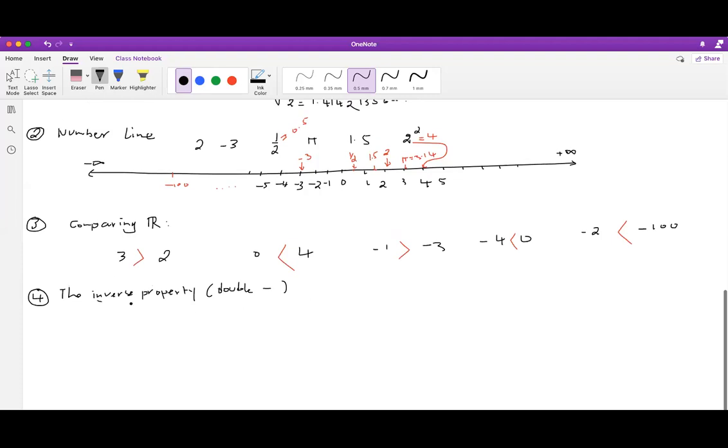Basically the inverse property means any number, so we have 0 in the middle, any number from the right has an opposite number or an inverse from the other side. That's exactly what it means.